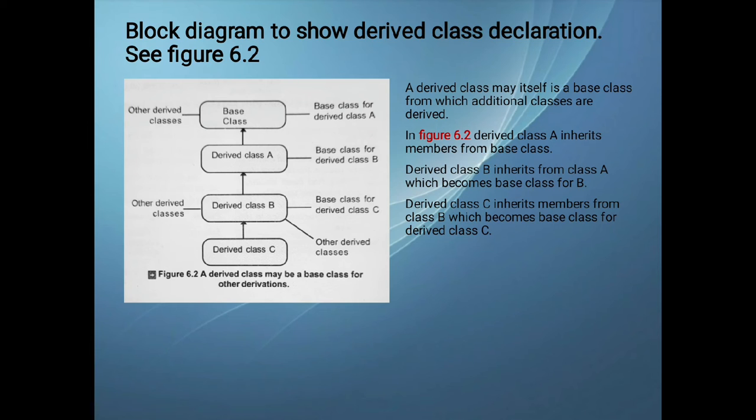Okay, so if you read the note part, a derived class may itself be a base class. So here the derived class A, B and C can also act as a base class, from which additional classes are derived. Since class B is derived from class A, class B has the features which are similar to class A. So that's why class A acts as a base class for class B.